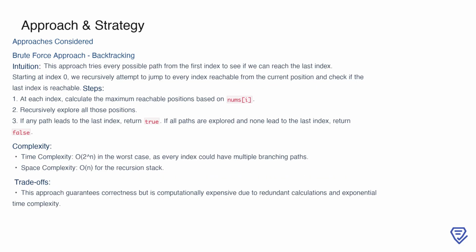index. To solve the jump game problem, one of the approaches we could consider is a brute force method using backtracking. The idea here is to explore every possible path starting from index 0 to see if we can eventually reach the last index. At each step, we calculate all the positions that are reachable from the current index based on the value at that index. Then, we recursively explore each of those positions, checking if any path leads to the last index. If we exhaust all possibilities without success, we return false.